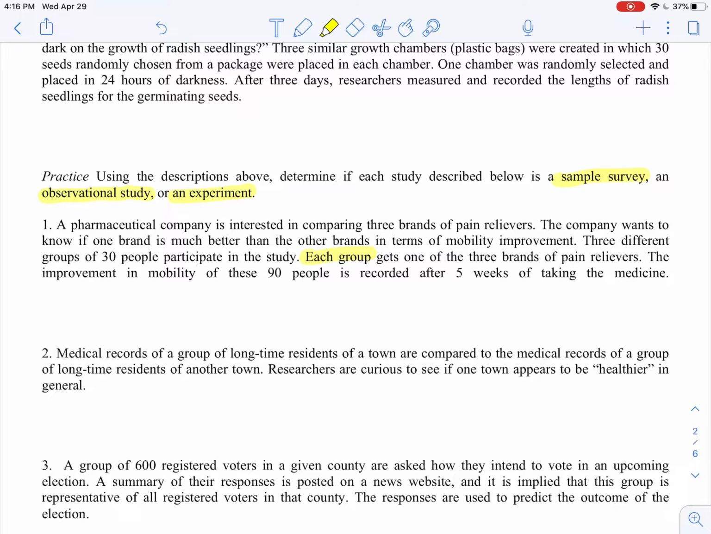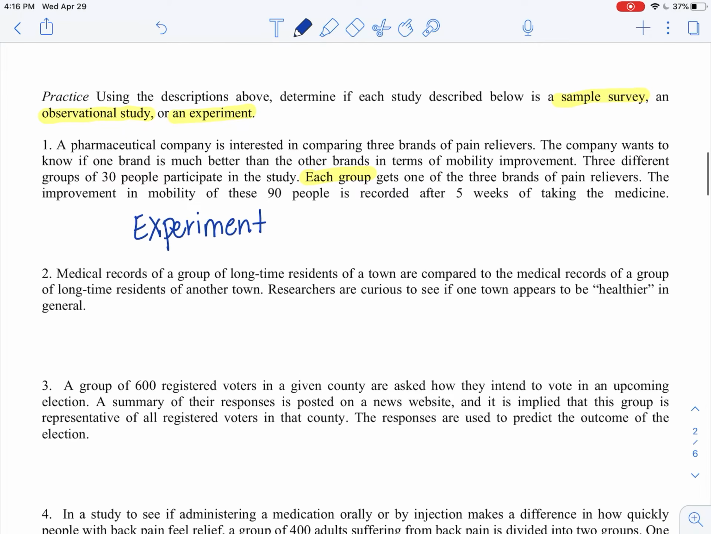So notice how they're talking about groups and how each group gets a different brand of pain reliever. The fact that you have 3 groups getting different treatments is exactly why we would refer to this as an experiment. I would say anytime you're talking about the effectiveness of some sort of a drug or something like that, that's probably an experiment. Okay, number 2.